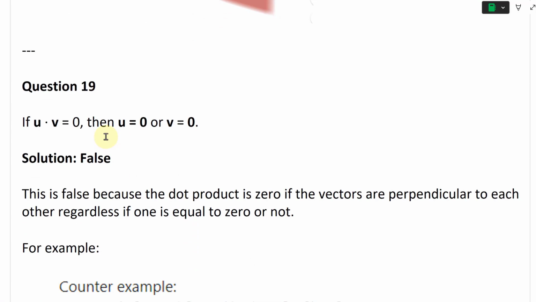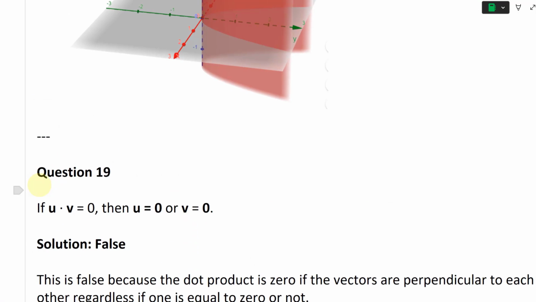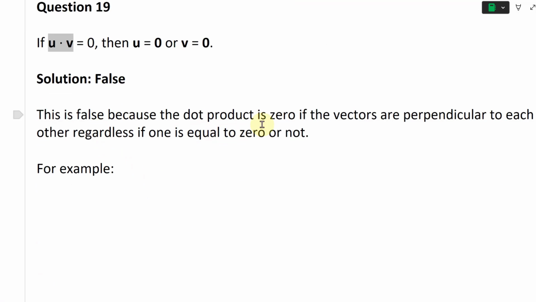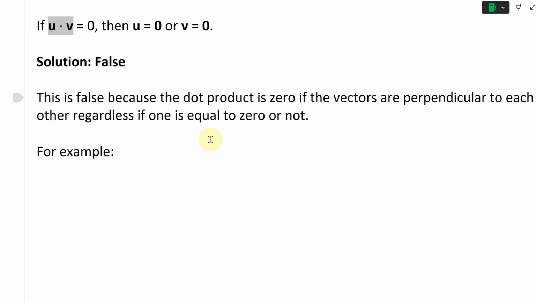Question 19 states, if u dot v equals 0, then u equals the 0 vector or v equals the 0 vector. This is actually false, because they don't need to be 0 in order for this to be 0. If the vectors are perpendicular, the dot product equals 0. Solution: false. The dot product is 0 if the vectors are perpendicular to each other, regardless of whether one is equal to 0 or not.